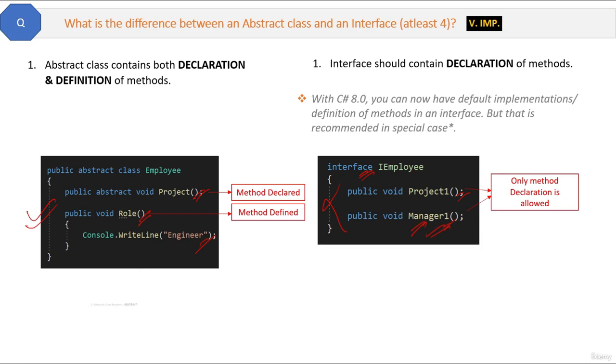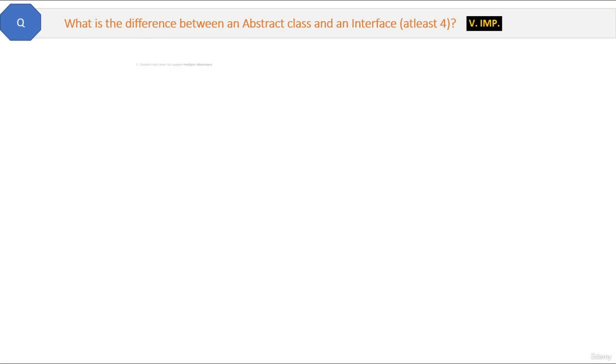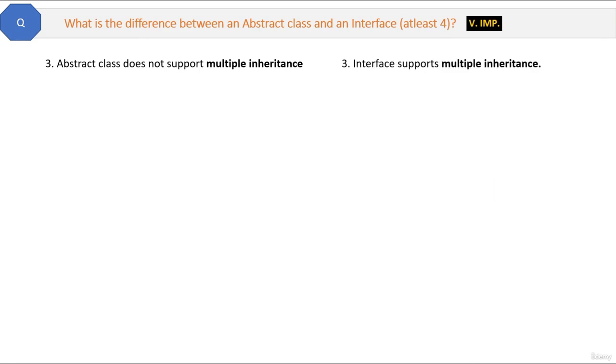Second difference is quite obvious and easy. Abstract classes use the abstract keyword and interfaces use the interface keyword. Now, one very important difference is abstract class does not support multiple inheritance in C#, whereas interface supports multiple inheritance.